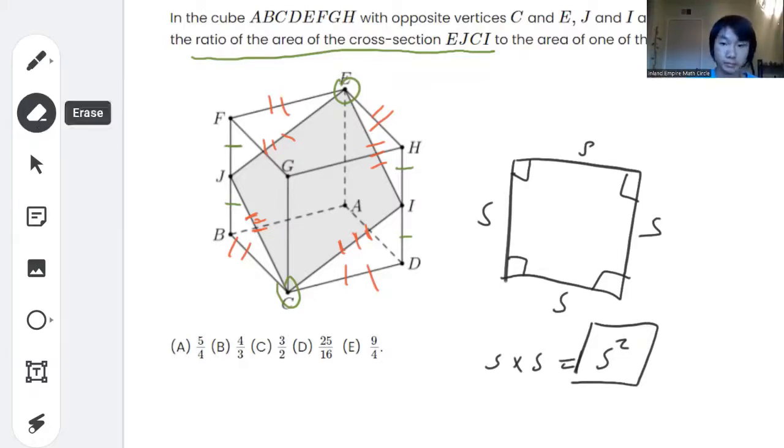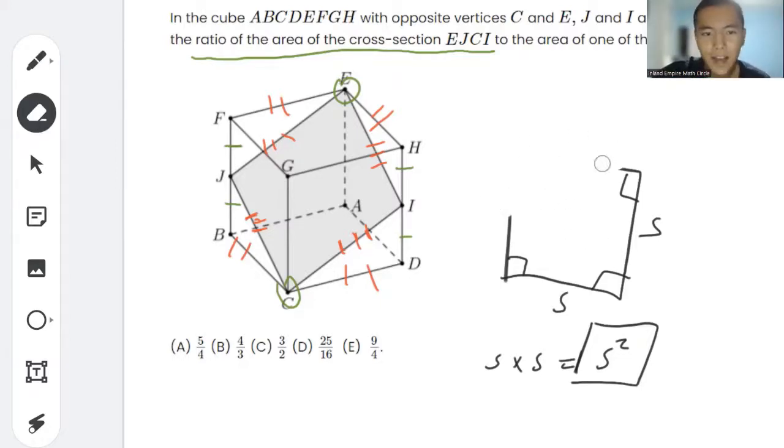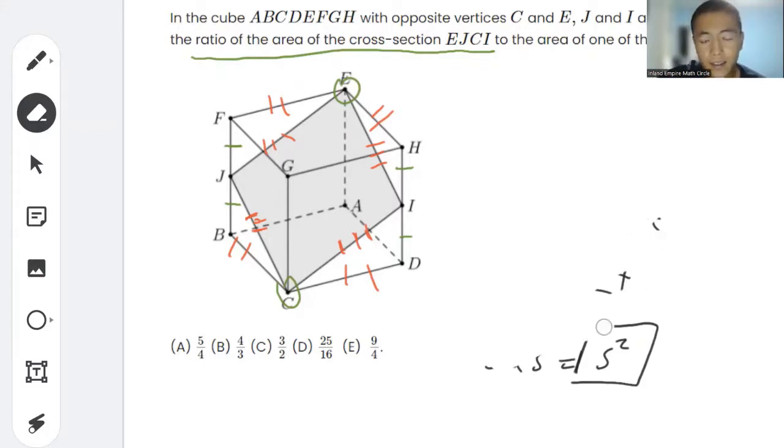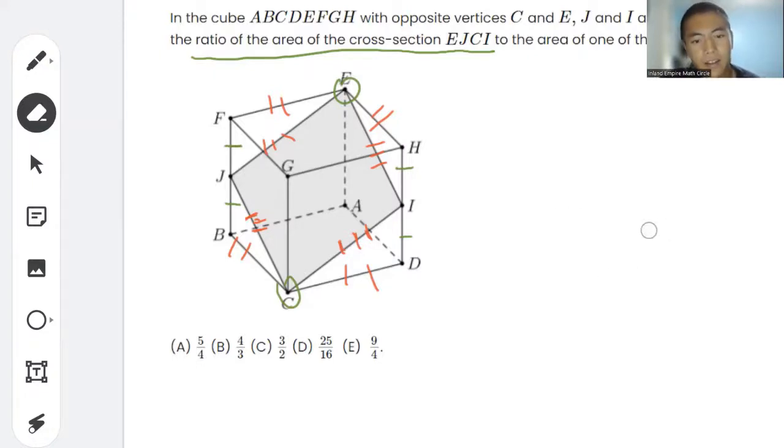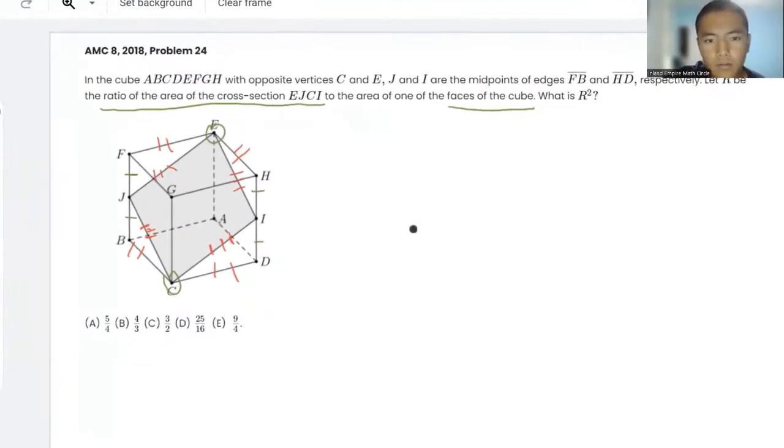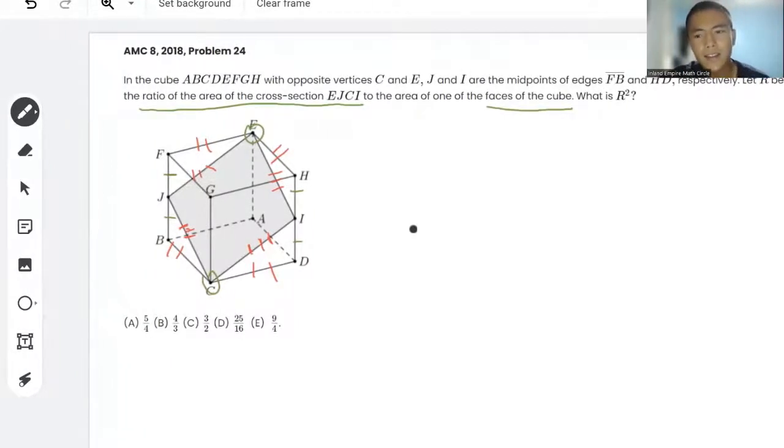All right, good. And so now we just have to basically find the side length of the cross-section square, because once we have that, we can just find the area and compare it with the other square, which we already know the side length of. So since they didn't give us the exact number for the side length of the cube, let's just call it x.